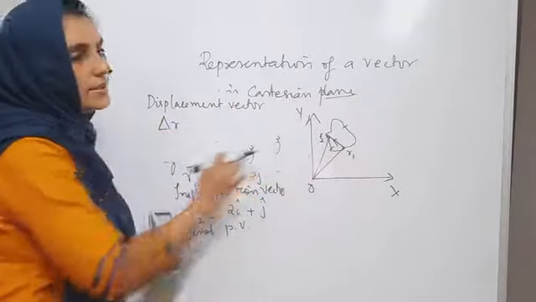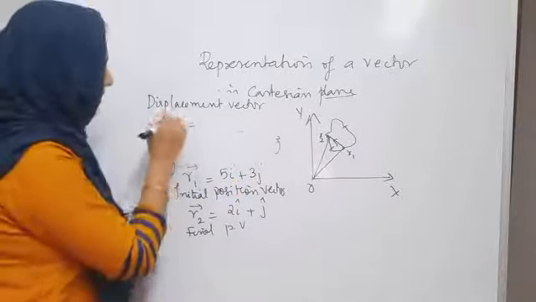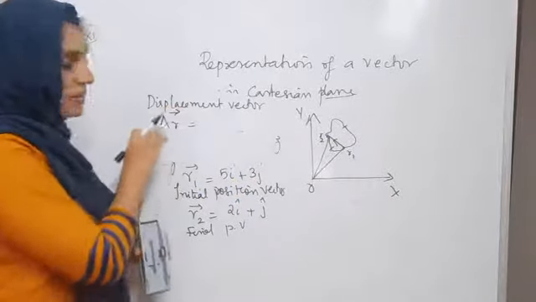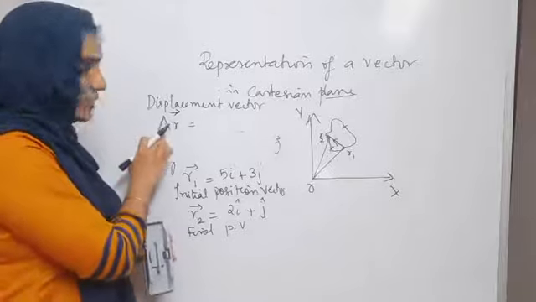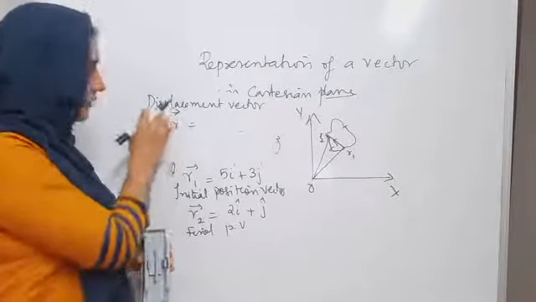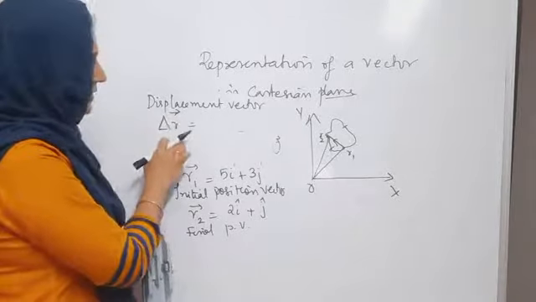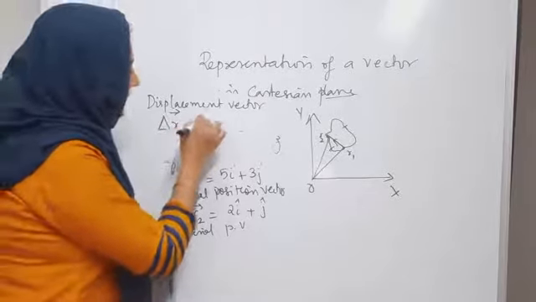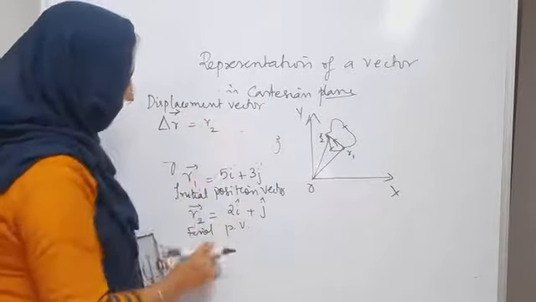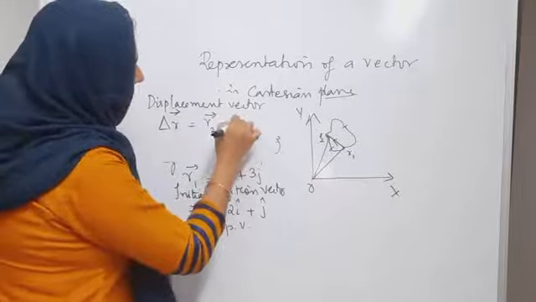Delta r, because it is the final position vector minus the initial position vector. The displacement vector is also a vector. Delta means a change in position, so that is why I have represented delta r. It is the displacement vector. It can be written as r2, the final position vector, minus r1.